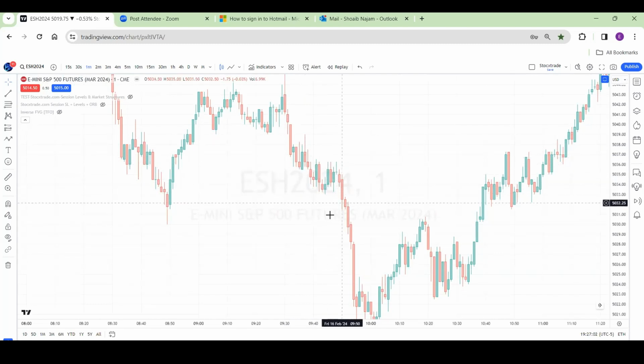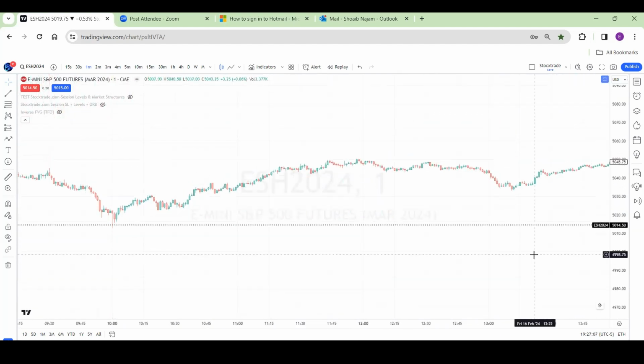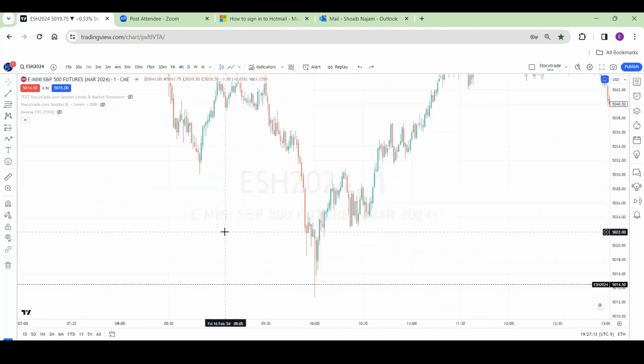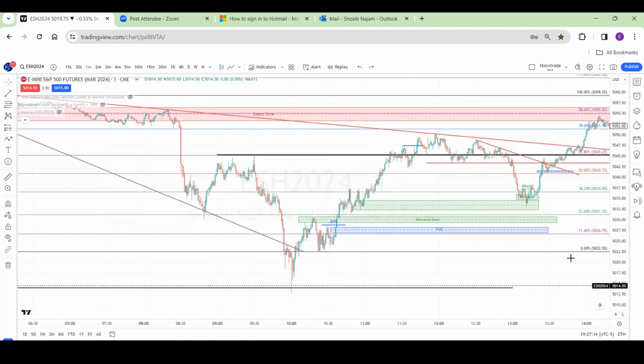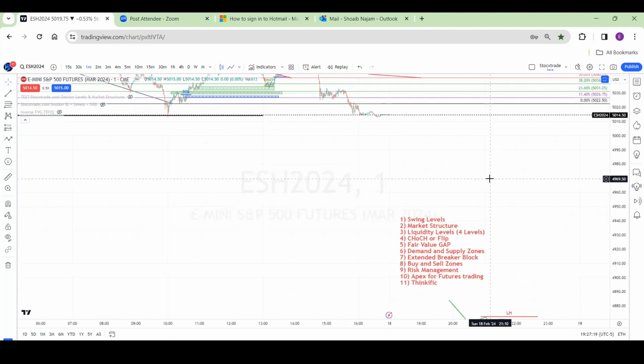What happened after that? The market is coming down. Basically, the market always wants to do two things. The market makers want to eat your stop loss, take your stop loss, and take the market in the direction where they want to take it.